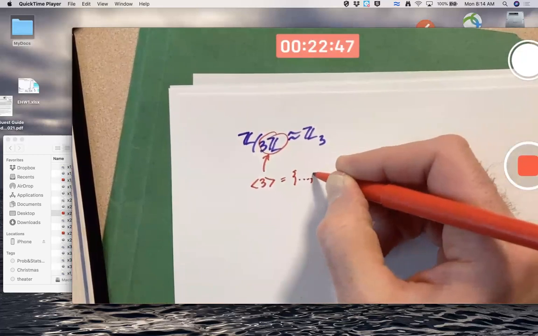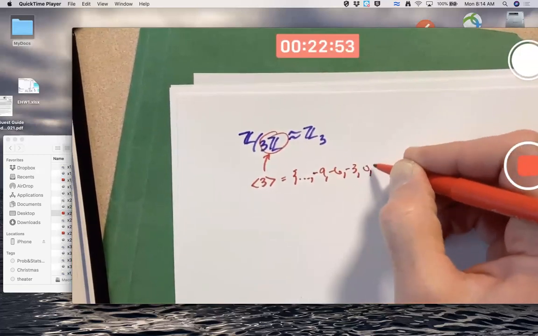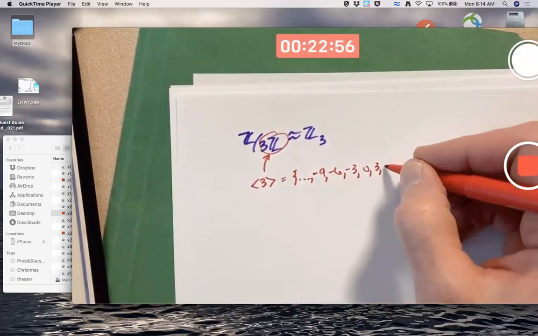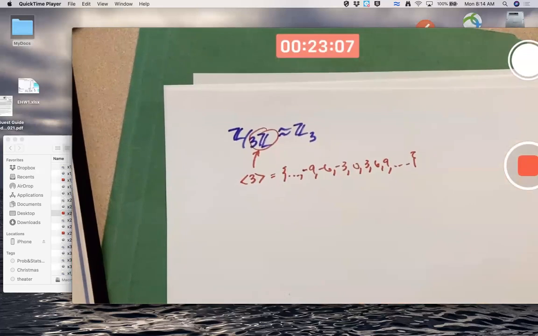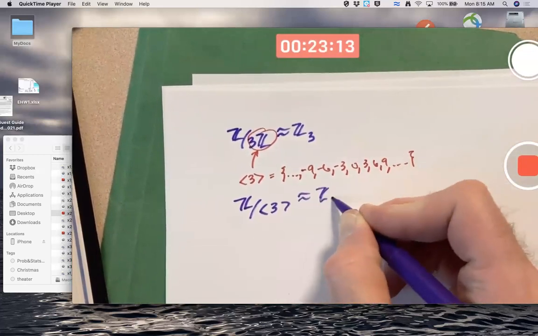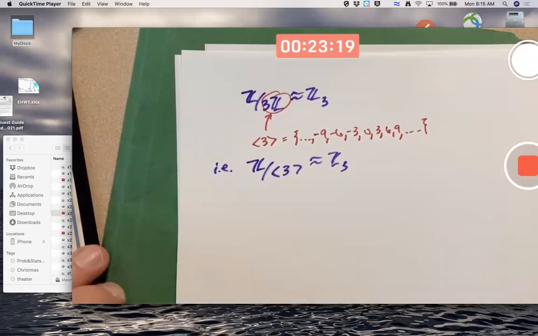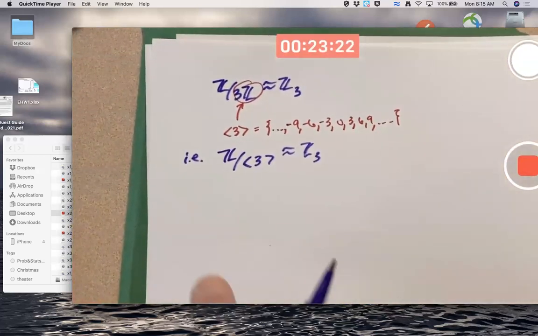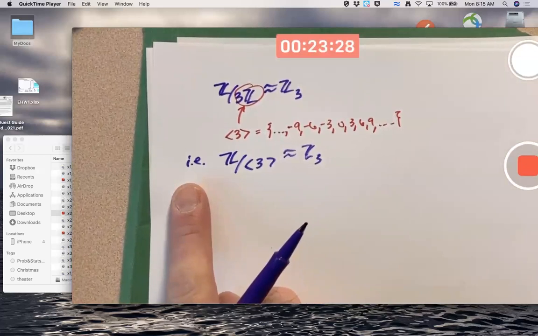Because effectively you're taking everything in Z and multiplying it by 3. It's really like coset notation. So you can write that like that, or like this, or like the book does. If you've never known, i.e. is a Latin abbreviation for, well, I forgot what the Latin is, but it basically means in other words.